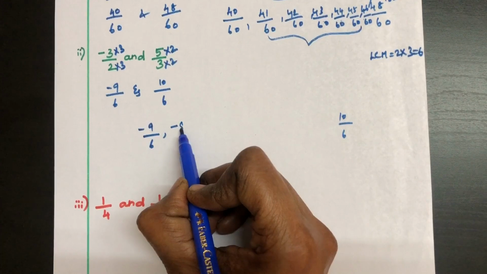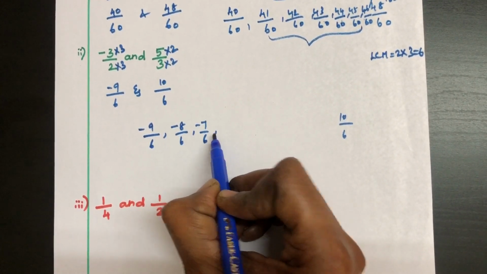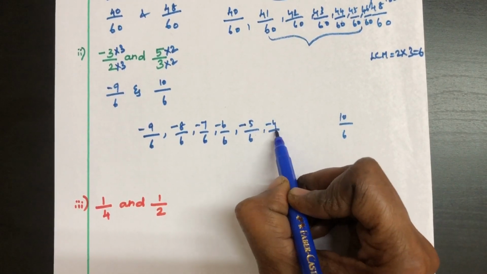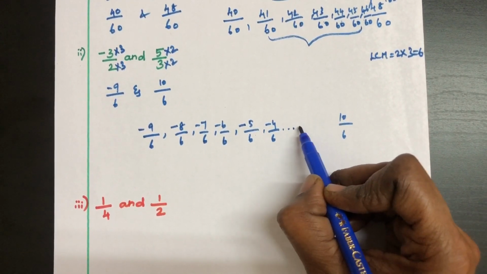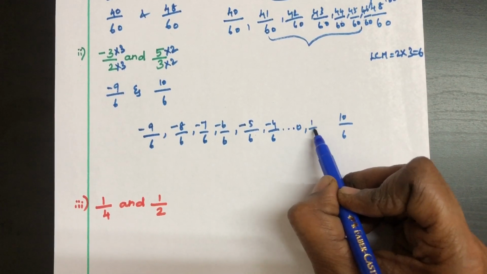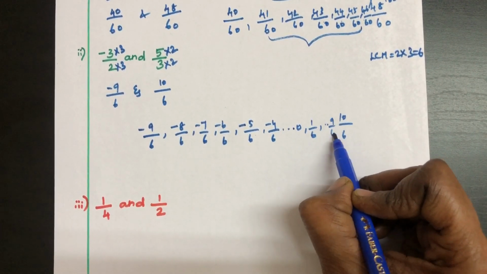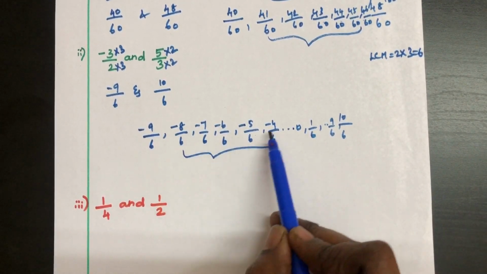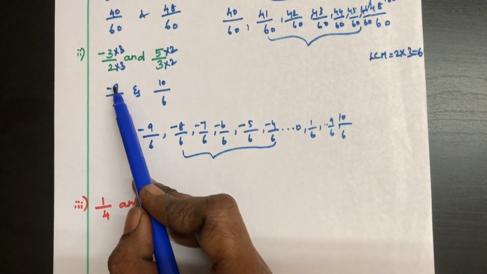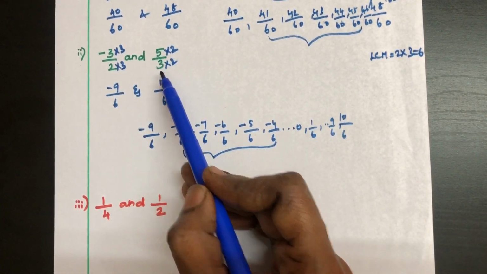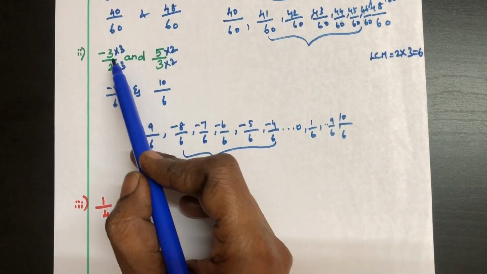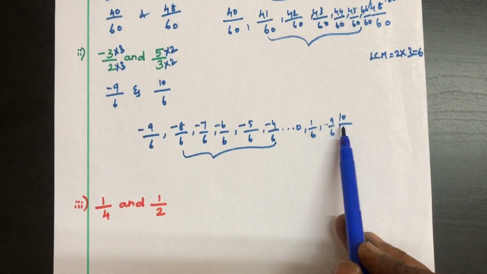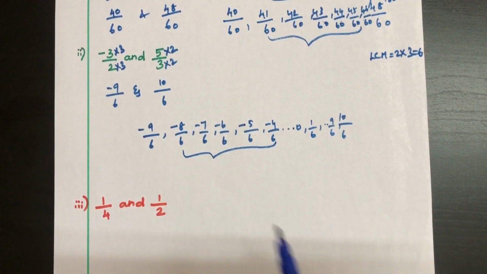Let's do this. Minus 8 by 6, minus 7 by 6, minus 6 by 6, minus 5 by 6, minus 4 by 6, and so on, 0 and so on, 1 by 6, 9 by 6. It will come like that. So in between we can take any 5 rational numbers, right? These are all the 5 rational numbers in between minus 3 by 2 and 5 by 3. You can pick any rational numbers in between these two numbers. You can pick randomly. No need to take it in order.